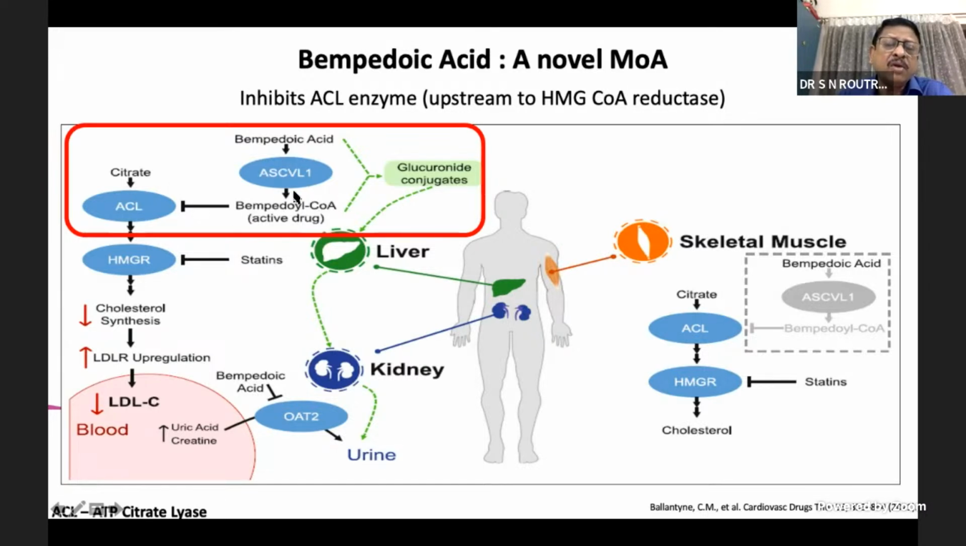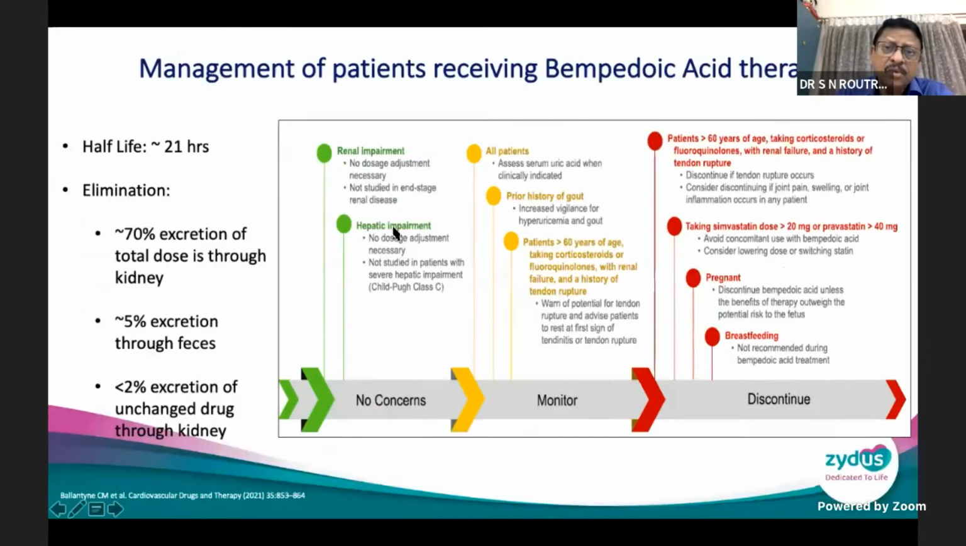Bempedoic acid is converted to the active drug, bempedoyl-CoA, that inhibits the ATP citrate lyase enzyme. By that, it reduces cholesterol synthesis, upregulates LDL receptors, and reduces LDL cholesterol. At the same time, it also hampers the clearance of uric acid, so there is a chance of a rise in uric acid. The good thing is that the half-life of bempedoic acid is around 21 hours, and it is eliminated 70% through the kidney, with 5% in feces and 2% as unchanged drug through the kidney.